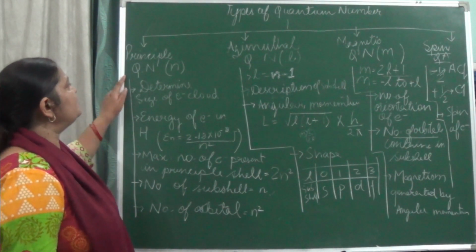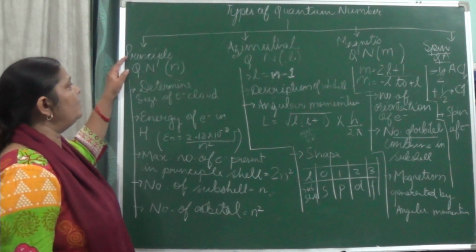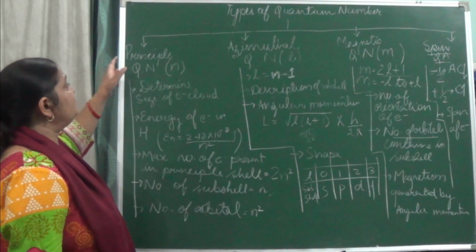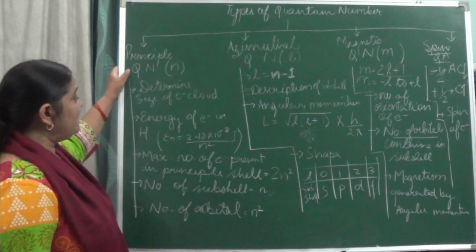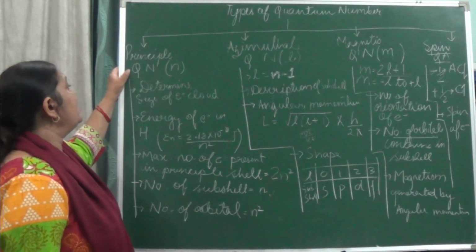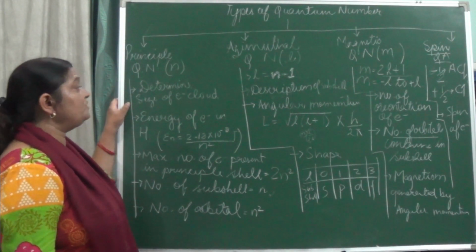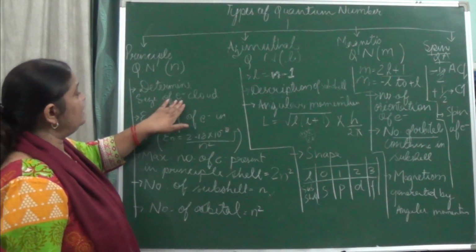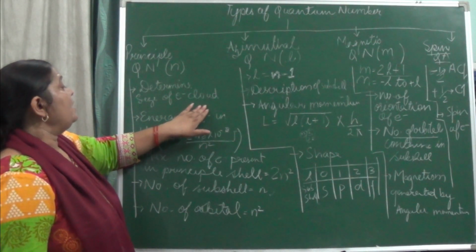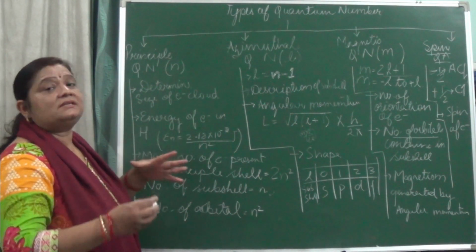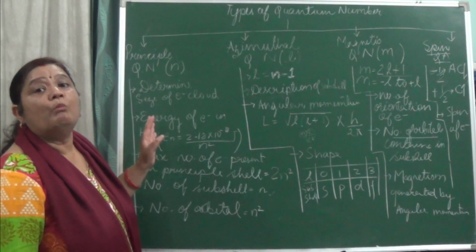So what is the principal quantum number? It is denoted by the letter n. This principal quantum number tells about the energy shell. It determines the size of the electron cloud. When I say electron cloud, here it means the region where the density of the electron is more.